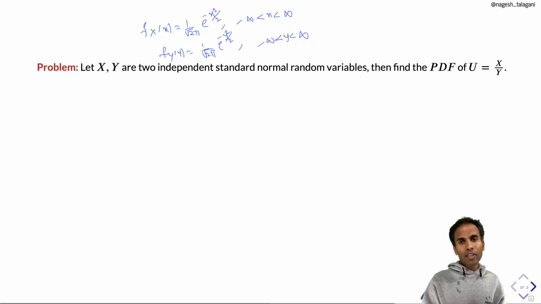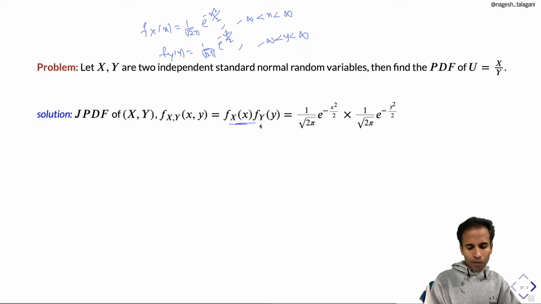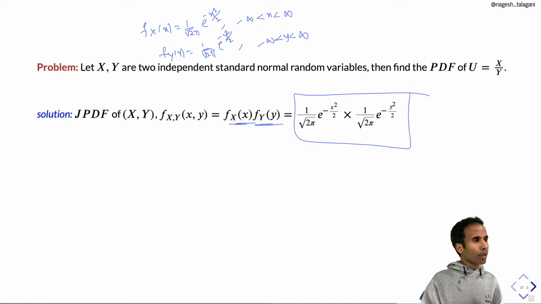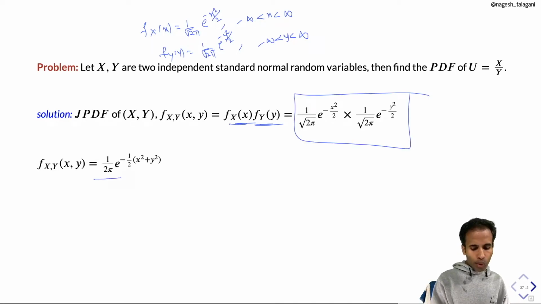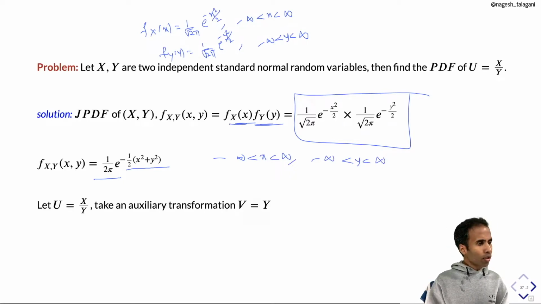And here x and y are independent, so the joint PDF of x, y is going to be the PDF of x times the PDF of y. So the product of these two PDFs is going to be 1 by 2 pi times e power minus of x square plus y square by 2, for minus infinity less than x less than infinity, minus infinity less than y less than infinity. Okay, and here our transformation is u equal to x by y, and we take an auxiliary transformation v equal to y. Okay, fine.